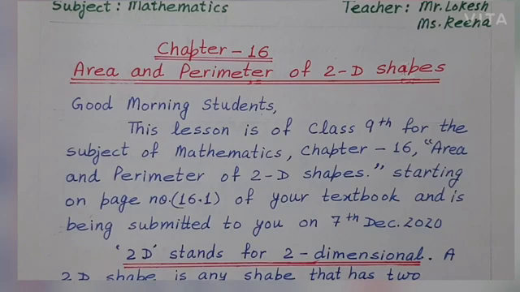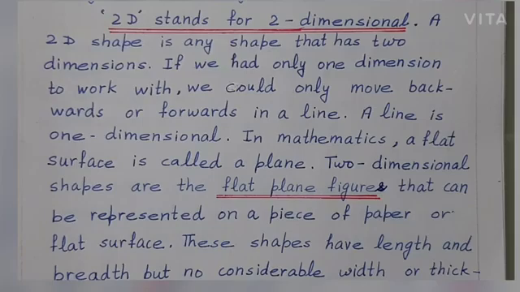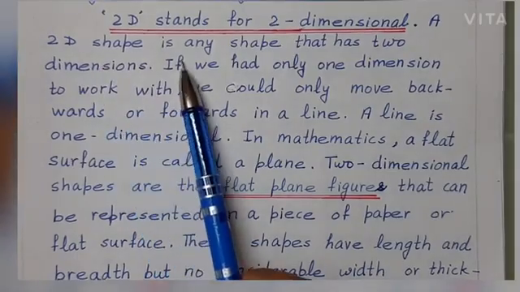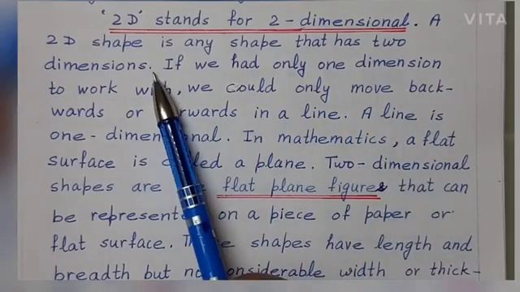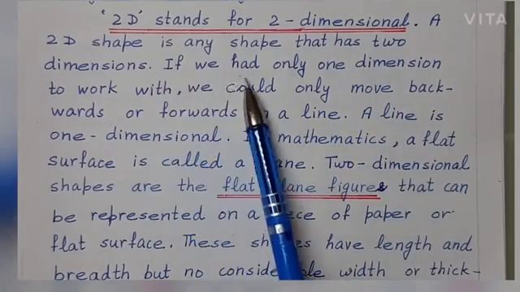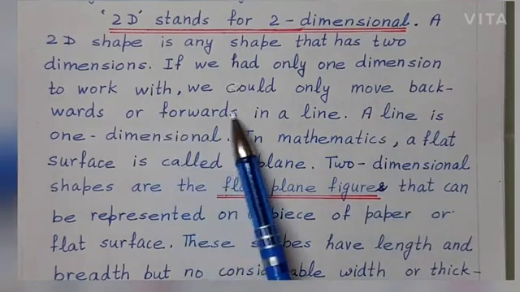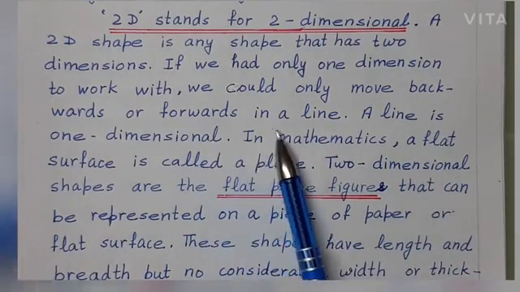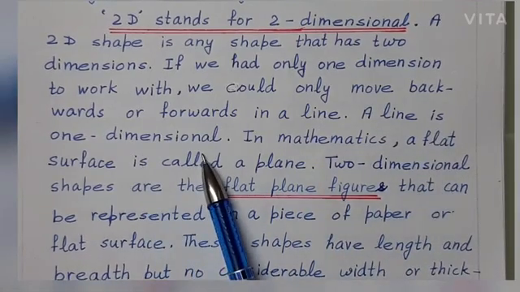First of all, 2D stands for two-dimensional. A two-dimensional shape is any shape that has two dimensions. If we had only one dimension to work with, we could only move backward or forward in a line. A line is one dimensional.